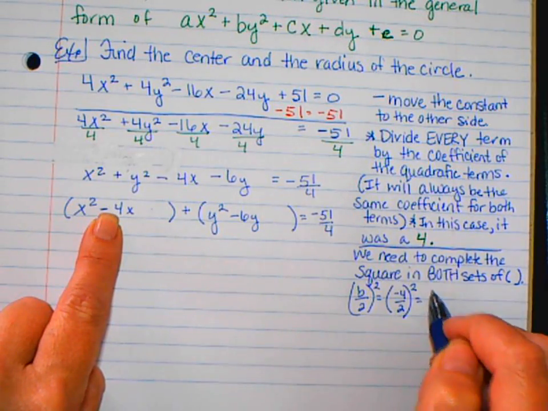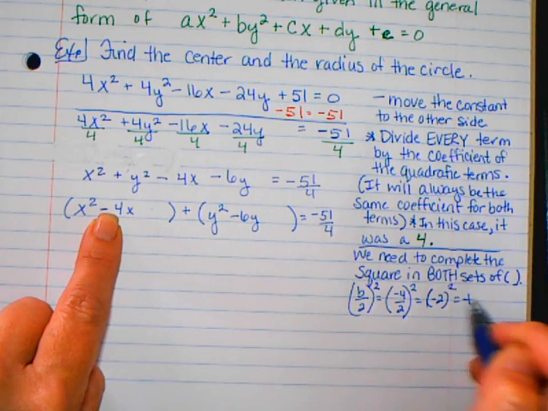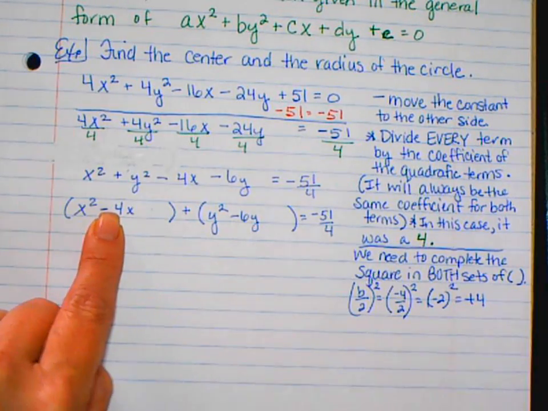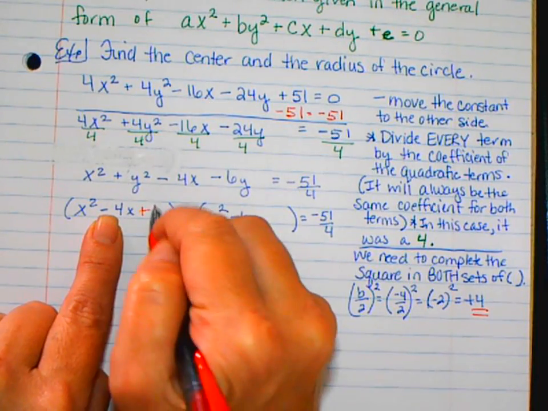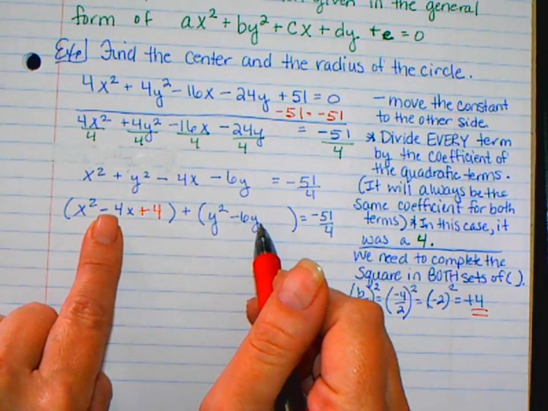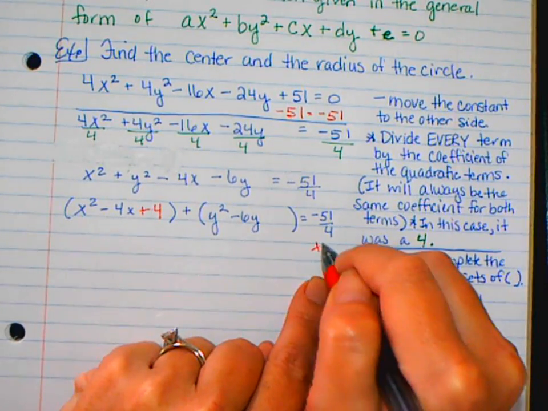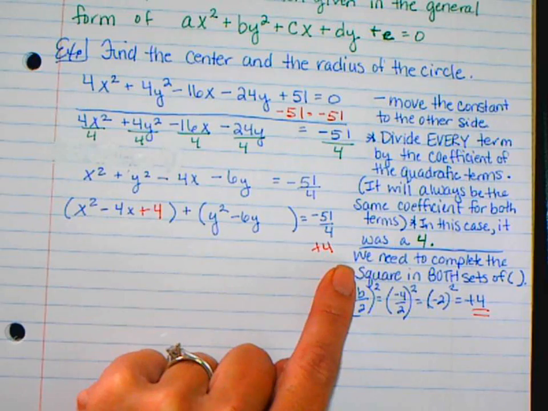Negative 4 divided by 2 is negative 2. Square it and we get a positive 4. Okay? So I'm going to add 4 into the first parentheses. So I added it to the left side. Don't put it in both parentheses, all right? I just add it to the left side, add it to the right side. I'm just going to make me a little running column over here. But if you don't add it to both sides, your problem's going to be wrong.